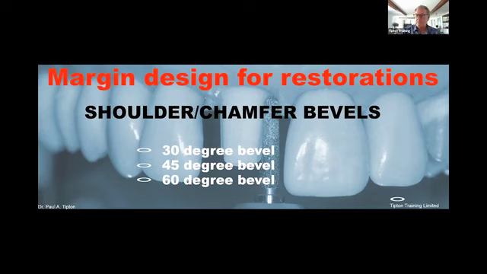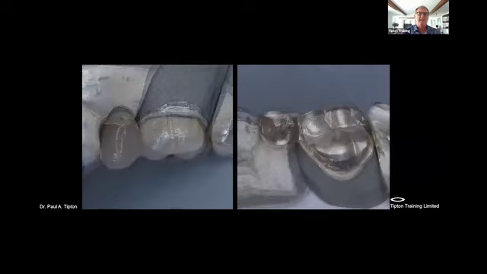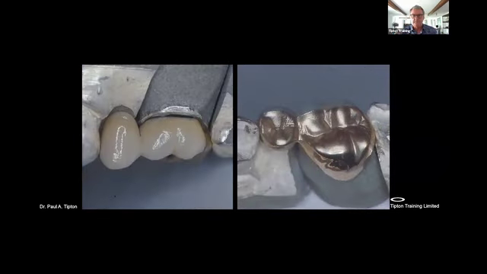So why do we use these things? Usually the bevel needs to be a metal bevel. So we can see here, we've got a chamfer with a bevel running around it for a better seal. So this is an area where I want to compromise. I want a metal margin, but I want to have a better seal. We can't do bevels with ceramics. So bevels are only there for metal. And that could be gold.